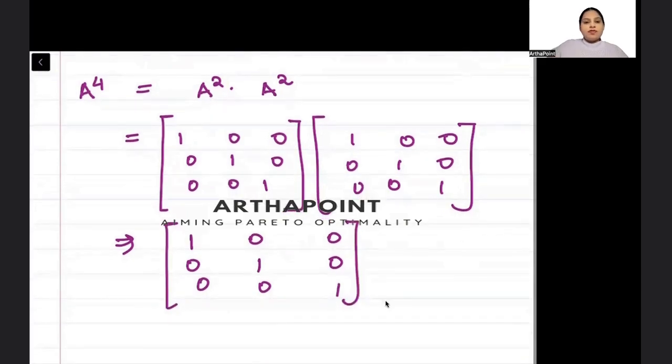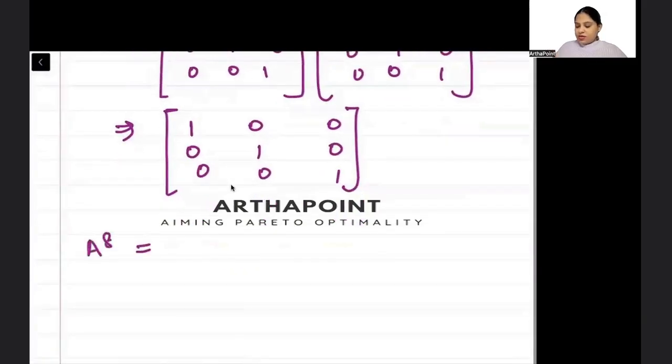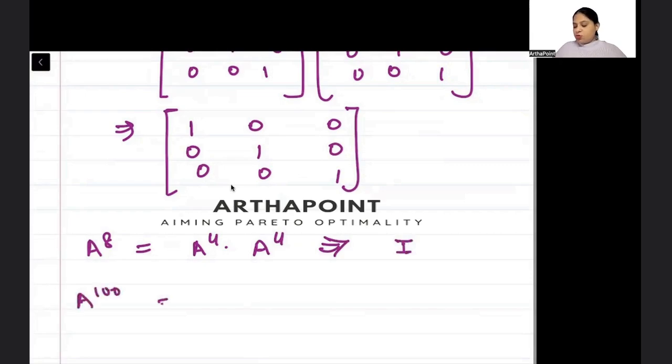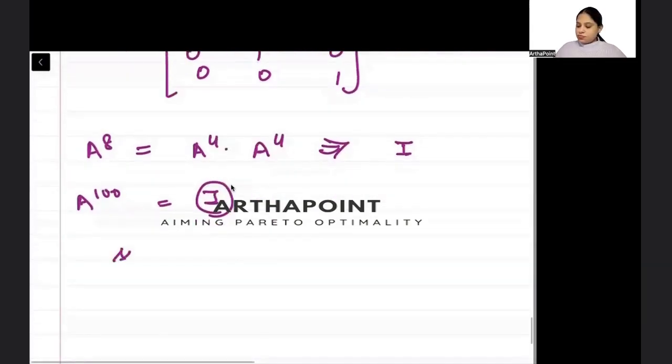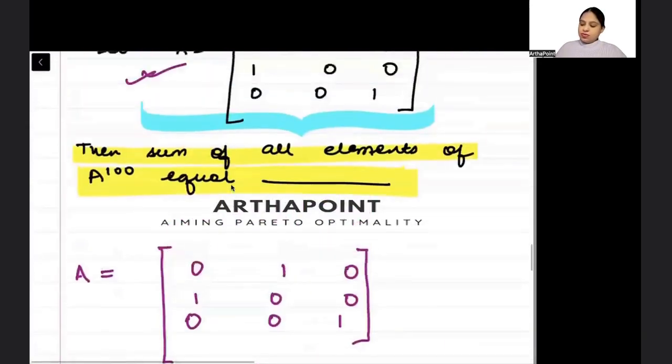बेटा, अगर A to the power 4 निकल गया तो again A to the power 8 भी निकाल सकते हो, राइट? तो A to the power 8 will be A to the power 4 into A to the power 4. You will get same only. ठीक है, so you will get the identity matrix only. So A to the power 100 also you will get the identity matrix only. So now you can do the sum of the elements. It will come out as 1 plus 1 plus 1, 3. So the sum of the elements will become 3.